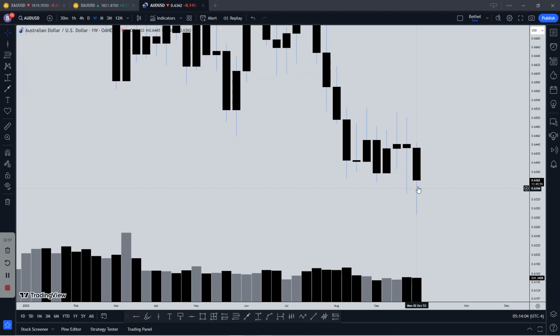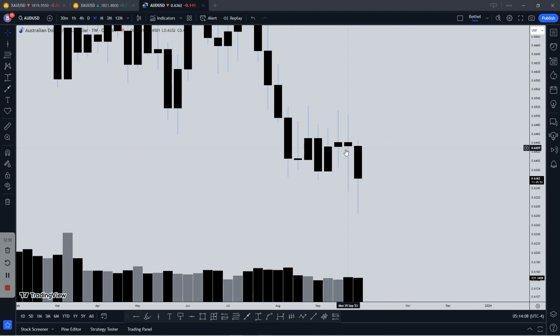What I want to explain now is the bodies and the wicks. Okay, so you can see now you have these bodies. These bodies are the thick ones, and then you have the wicks that are these small lines here. As you can see, this is a weekly chart. This candle has a body and a small wick above, and also a long wick below.